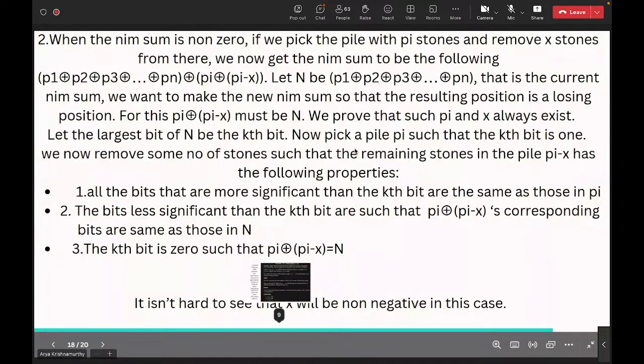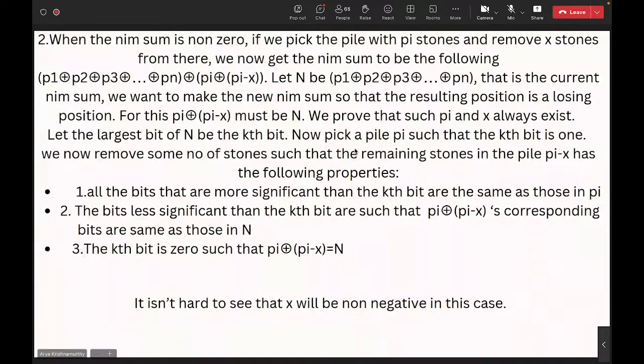Right. That is the same thing as what we had earlier, but we shall try to establish that there always exists such a pi and x such that the current nim sum becomes 0. So whatever be the situation, as long as the nim sum before this particular player's move was non-zero, let us say n is the current nim sum and this is non-zero, that's what we're discussing right now.